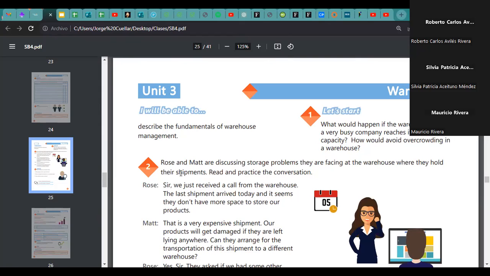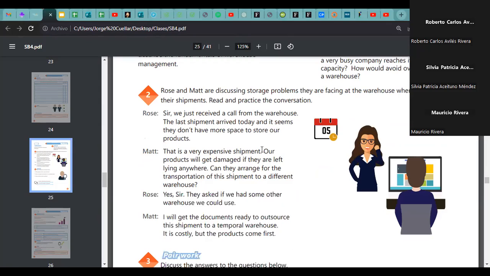Okay, let's go and do the conversation. It says Rose and Matt are discussing storage problems they are facing at the warehouse where they hold their shipments. Read and practice the conversation. So I'm going to read, you check the pronunciation and you practice, and then we check some vocabulary.